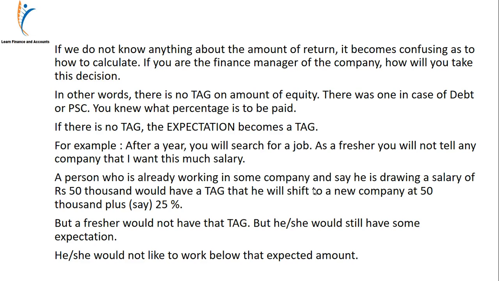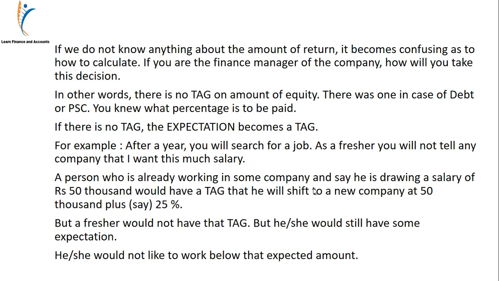So if we do not know anything about the amount of return, it becomes confusing as to how to calculate this. If you are finance manager of the company, how will you take this decision? How much dividend should be paid? In other words, there is no price tag on the amount of equity.